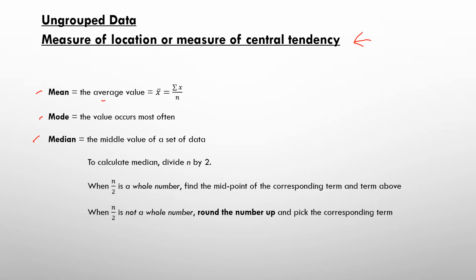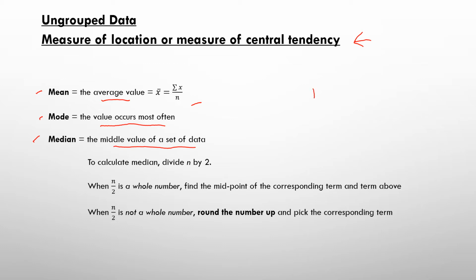Mean is the average value, and this is the formula. We have to memorize all the formulas because in the exam they will not provide the formula for you. You have to memorize on your own. Okay, so mean is the sum of x divided by the number of data. And mode is the value that occurs most often. Median is the middle value of a set of data.